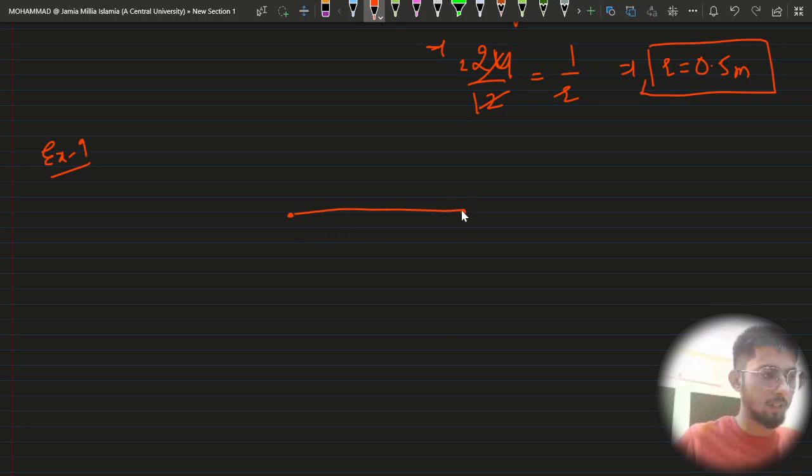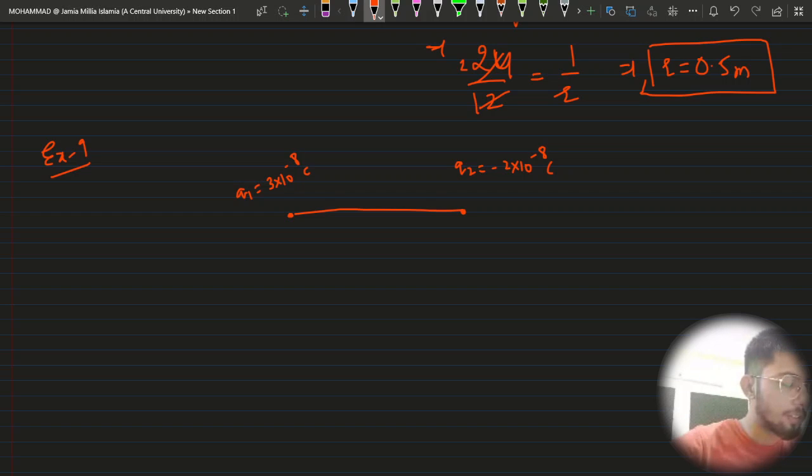Two charges are there, right? Yeah. One of them is 3 into 10 to the power minus 8, so let's call it Q1. And the other charge is Q2, which is minus 2 into 10 to the power minus 8. And the distance between them is not given. Oh no, it's given, 15. So the distance between them is 15, right? Yeah, this is 15.